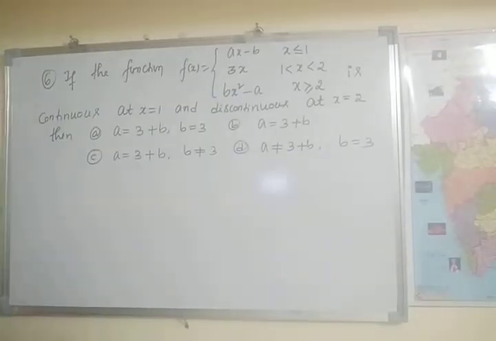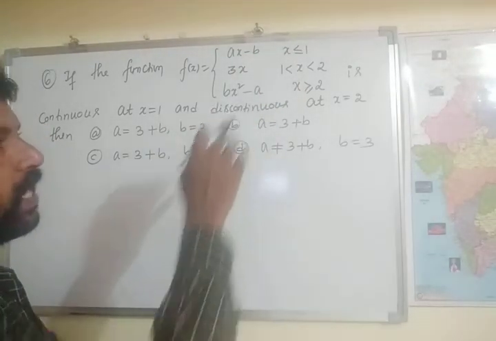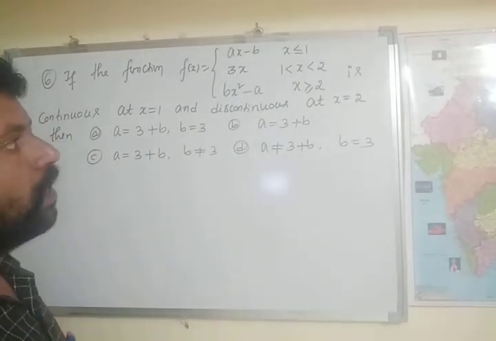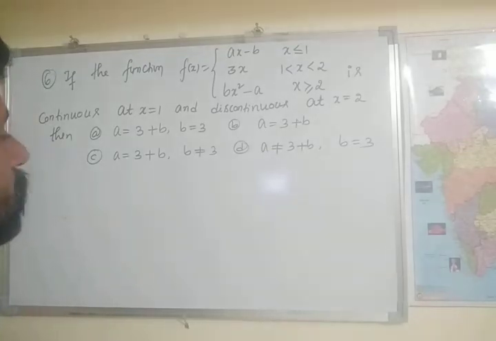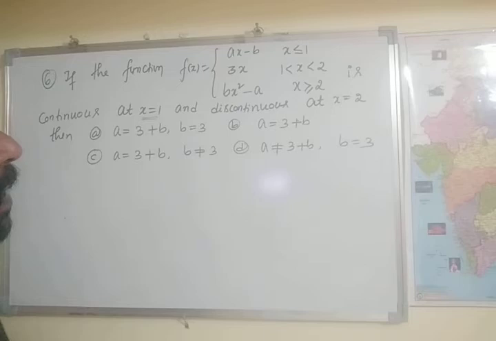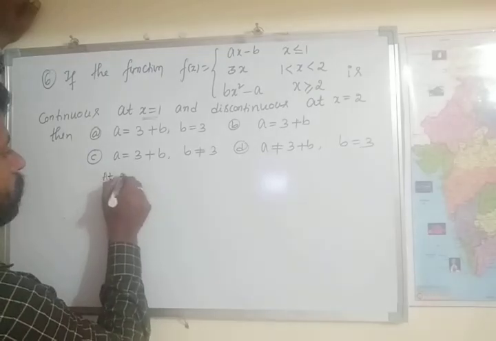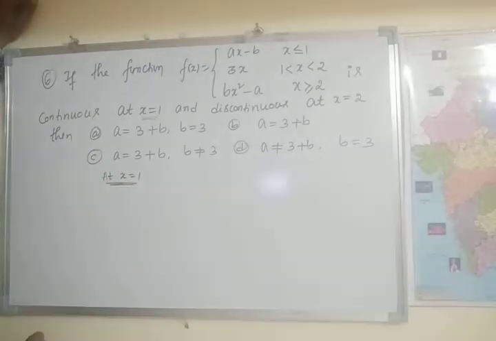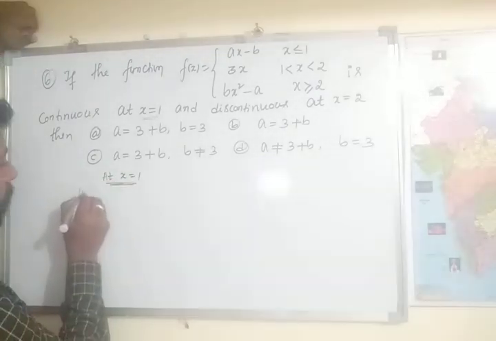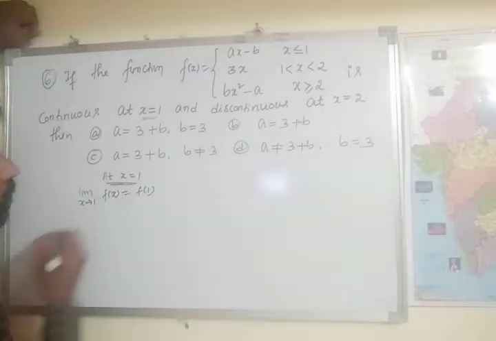So here we have the function f of x is equal to ax minus b for x less than or equal to 1, 3x for 1 less than x less than 2, and bx square minus a for x greater than or equal to 2. It is continuous at x equals 1 and discontinuous at x equals 2. Since f of x is continuous at x equals 1, the limit as x tends to 1 of f of x is equal to f of 1.